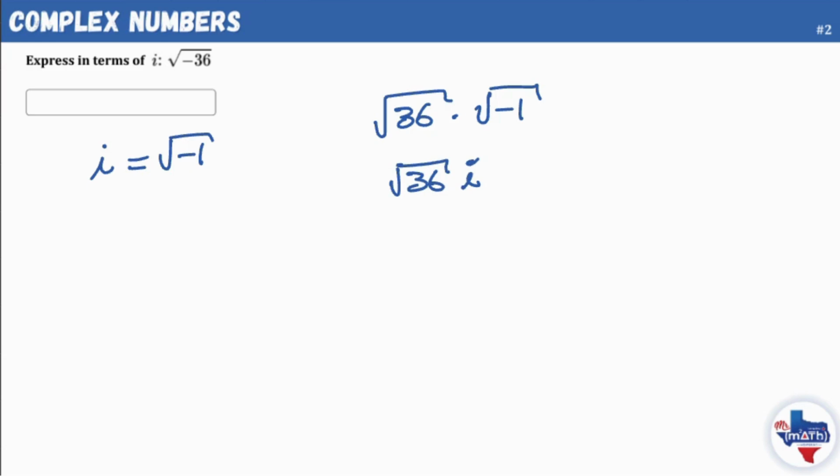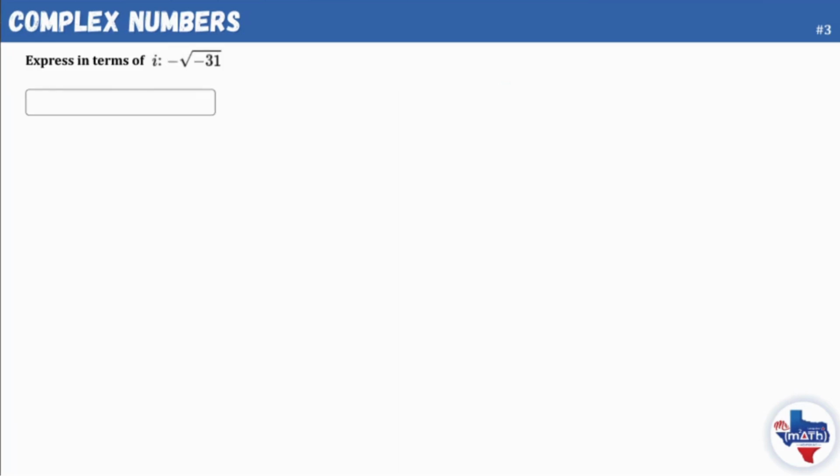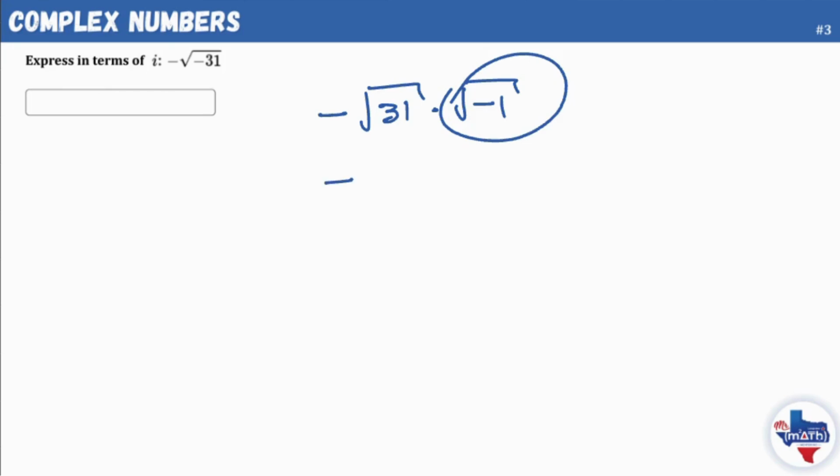Okay, let's check another problem. In this case, we have the negative root of -31. So we'll have negative root of 31 times the root of -1. So this root of -1, we know that that will be just i. So we'll have negative root of 31 times i.